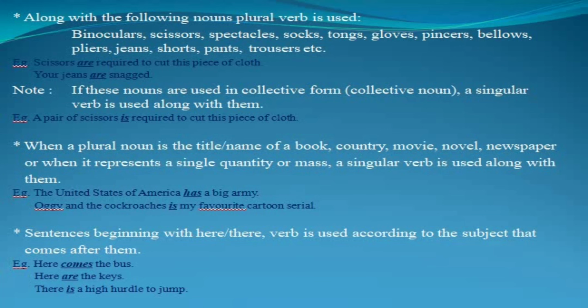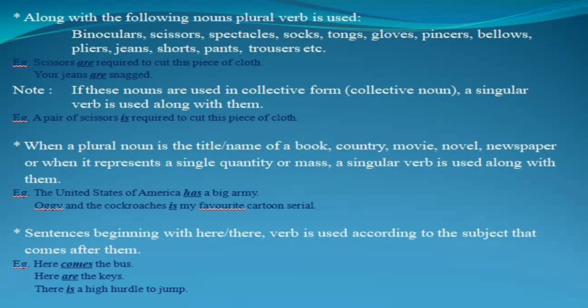Doesn't matter even if it is the name of a country, a book, a movie, or any magazine, newspaper, we use a singular verb along with them. Another example, Augie and the cockroaches. Here, though the name of this serial is in plural form, remember one thing, the name of any serial, program, book, country, we use a singular verb along with these subjects. Therefore, we have used a singular verb is.